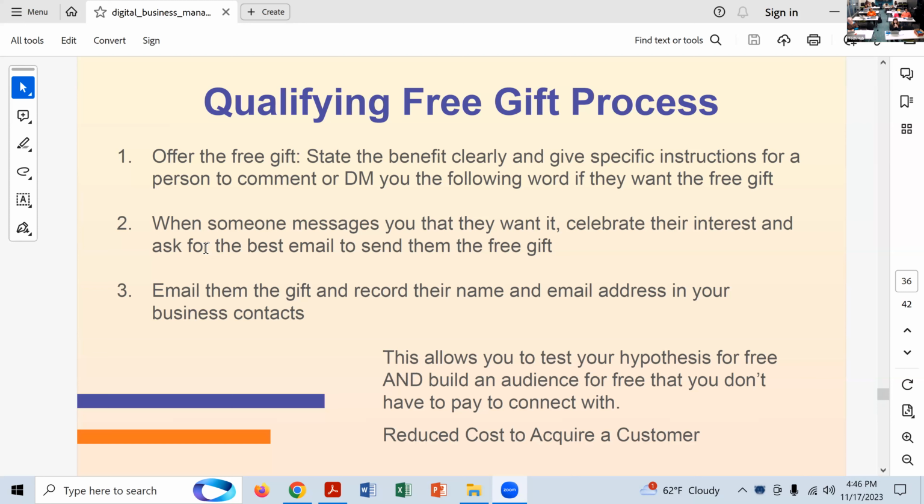Email them the gift and record their name and email address in your business contacts. This is how you build your tribe, if you have a qualifying free gift. Now, if I had a free gift about making your relationship great, I'm going to get a bunch of people who are not qualified for me.